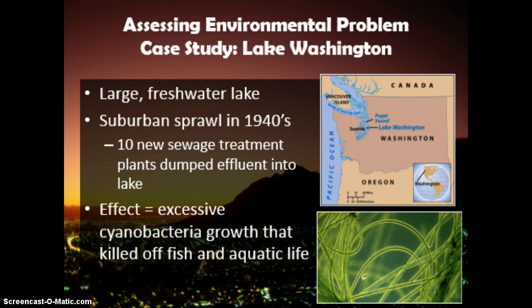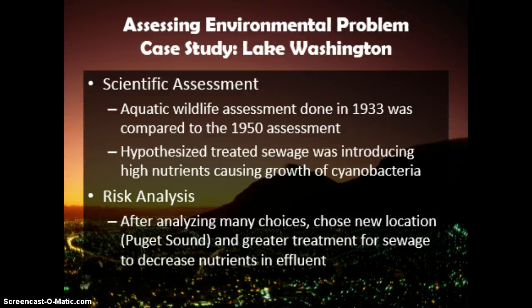We'll actually see it a bunch more times this year. So the first step that they did was that scientific assessment. They did a couple studies. Basically, both studies found really high levels of nitrogen and phosphorus in the lake. That is not normal for a deep water lake. They're usually low in those nutrients.